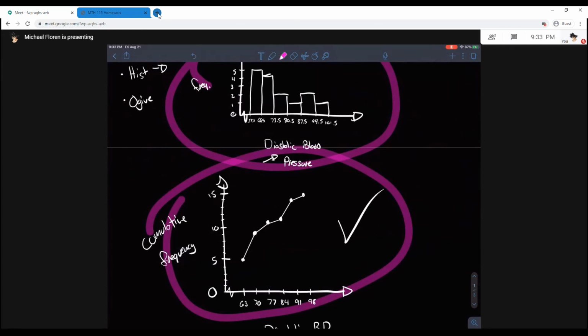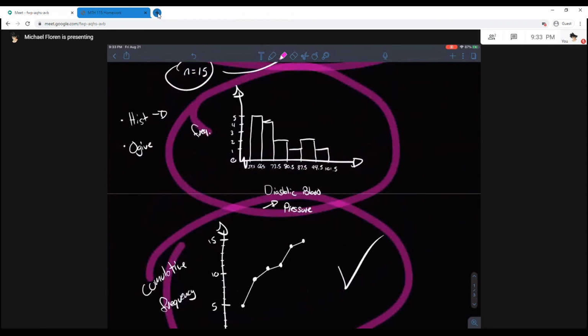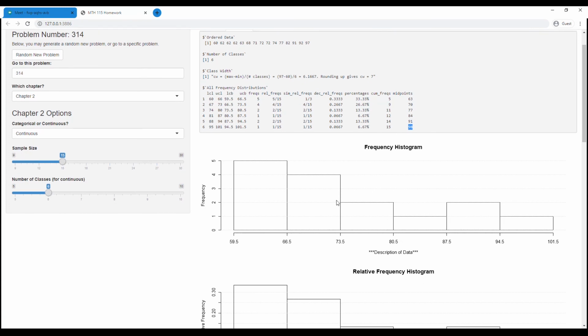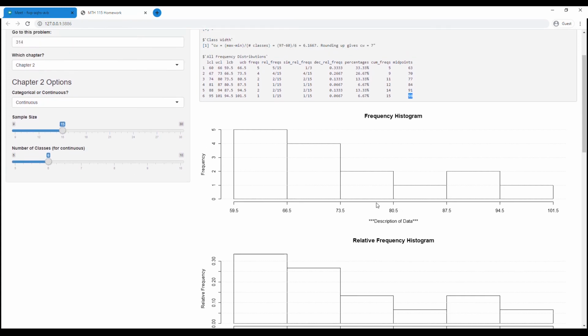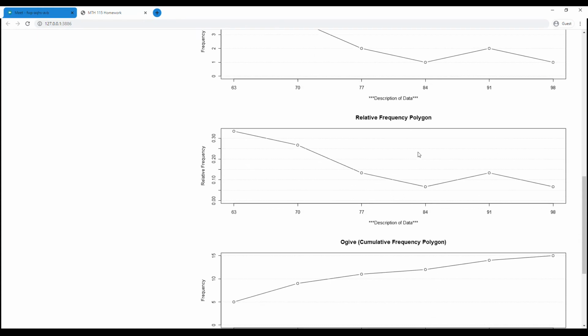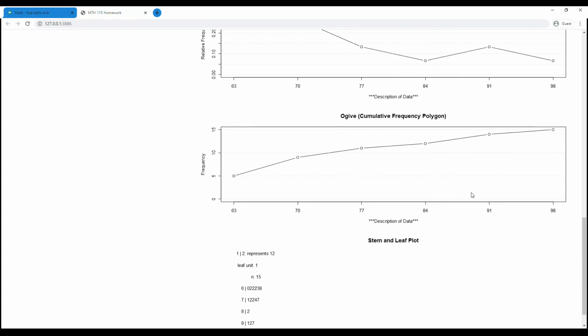So real quick, maybe one last thing we can do before we sign off here is double check my histogram and my ogive on the homework app. So I'm going to go to solutions and scroll down. Here's my frequency histogram, and this looks correct. It has the heights of 5, 4, 2, 1, and 2. Note that it's not going to be exactly the same, but I can check my x-axis, make sure all my x-axis labels are correct, make sure all my heights are correct. There's the frequency polygon, the relative frequency polygon, and then here's my ogive.